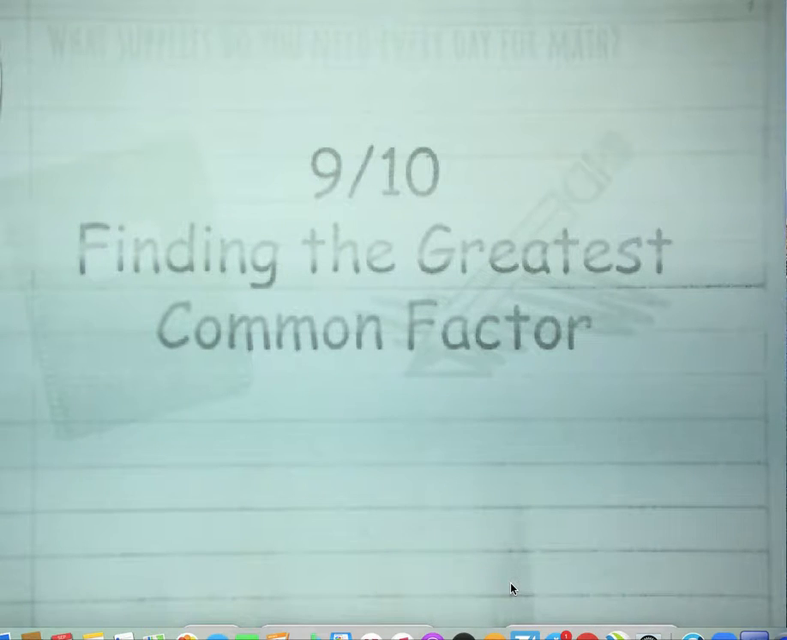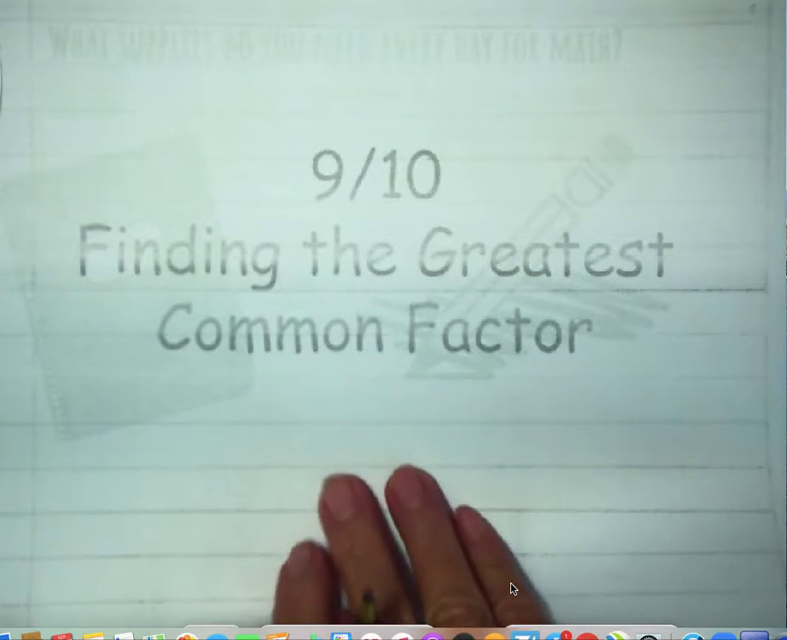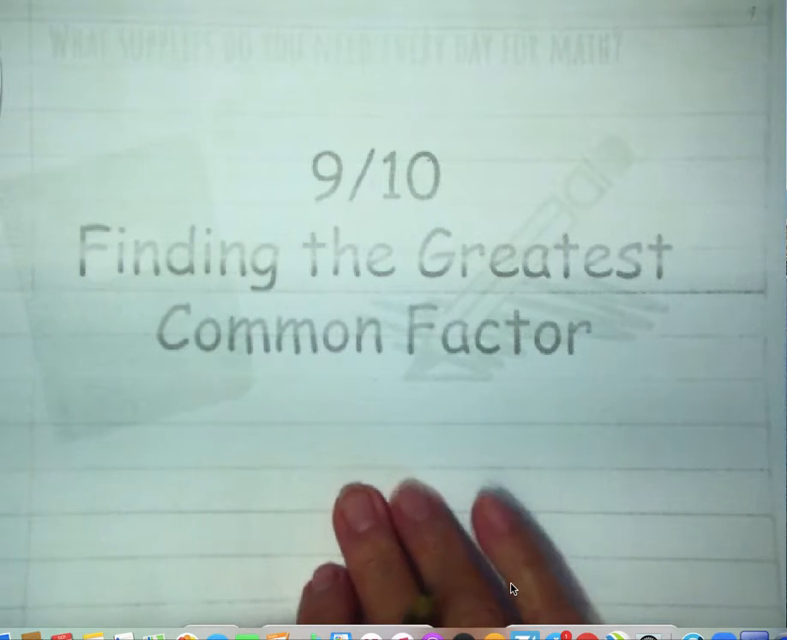Girls, today is Thursday, September the 10th. We talked about finding the greatest common factor on Tuesday and we used prime factorization. Today we're going to look at another method. Today we're going to look at listing the factors.